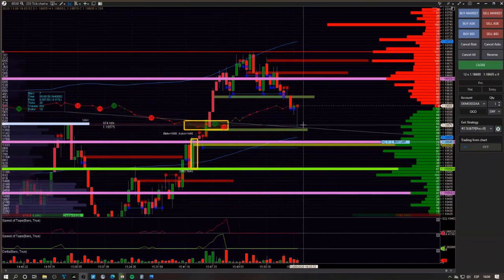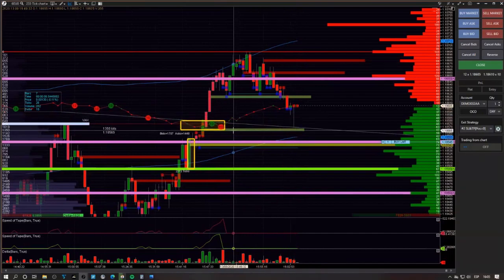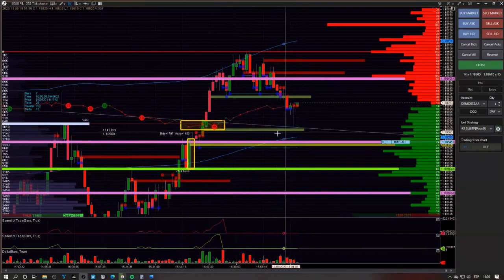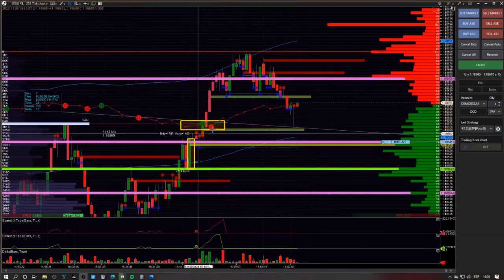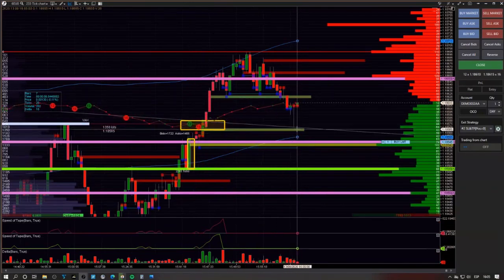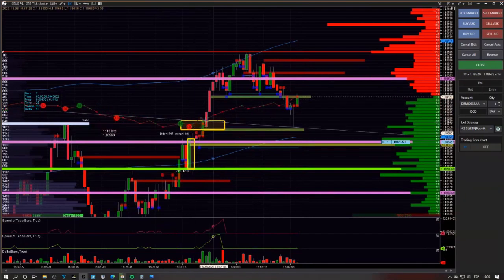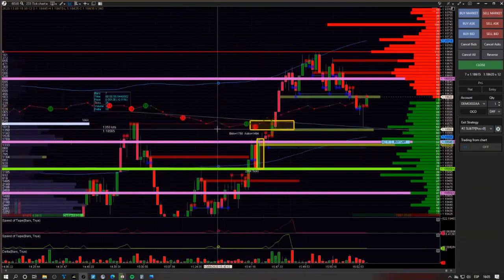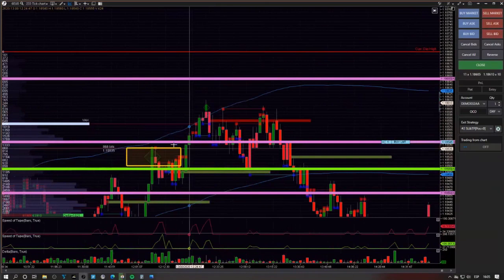And you can see right now how the price just reaches this imbalance, which we marked here, and got rejected. This could be another good entry point because we have this big buy here, but we also have this one here.